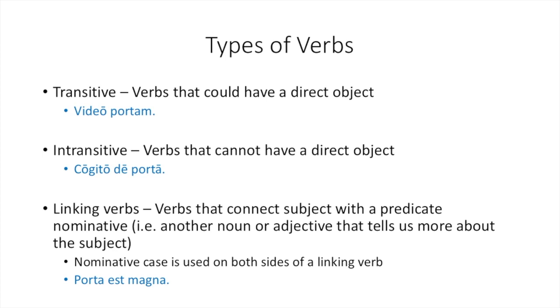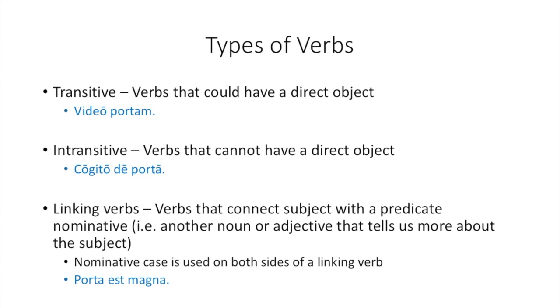As you know, there's three different types of verbs. There's transitive verbs that could have a direct object, like video portam, I see the gate. There's intransitive verbs that don't usually have a direct object, like cogito de porta, I am thinking about the gate. De porta is not a direct object of cogito, but it tells us more about what we're thinking.